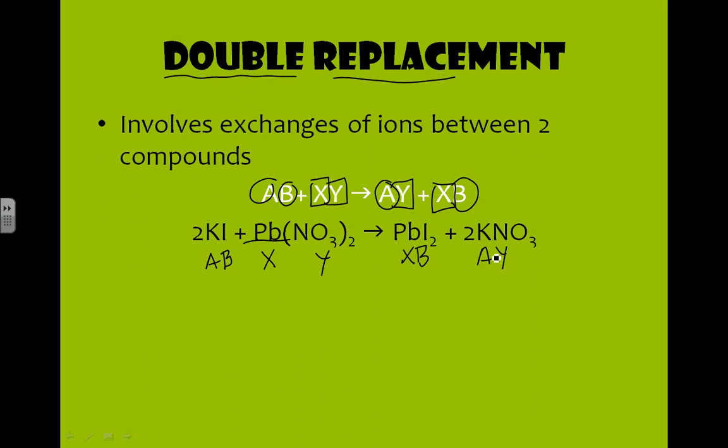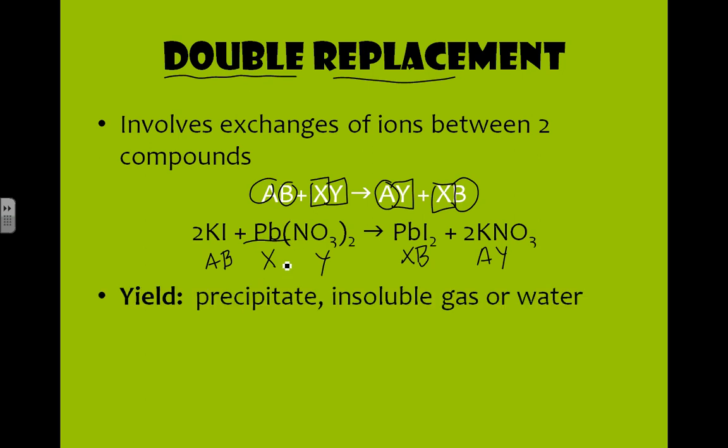So the easiest way, when you're trying to solve these problems, is to go ahead and write the A, B, X, Y, and things like that. It'll make it a lot easier for you. Usually in the products, you're going to get a precipitate, which is a solid, an insoluble gas, or water. You're usually going to have one of these three things in the product for double replacement reactions.